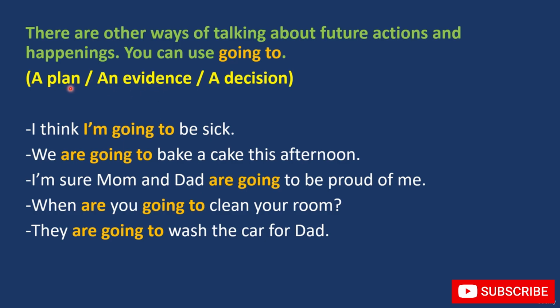If I have a plan, evidence, something that I can see or hear, or decision, they may have a decision. If I have a decision, the word decide, decided, or the word to or need. If I have any one of them, I must use going to. I cannot use will or shall. It's going to get dark very soon. Now there is evidence that I can see clouds in the sky.